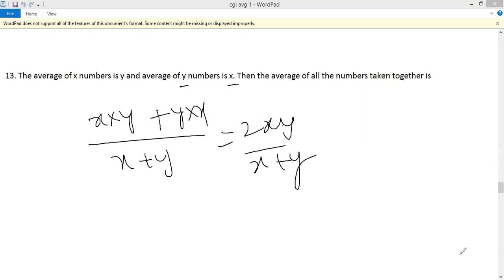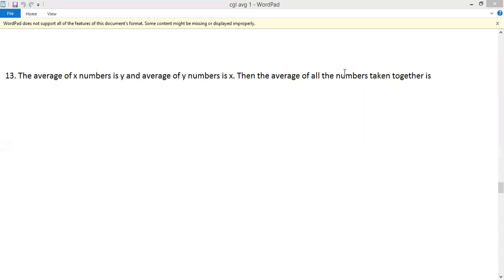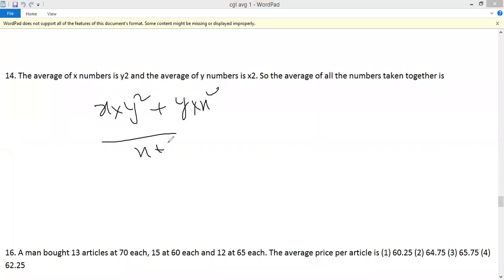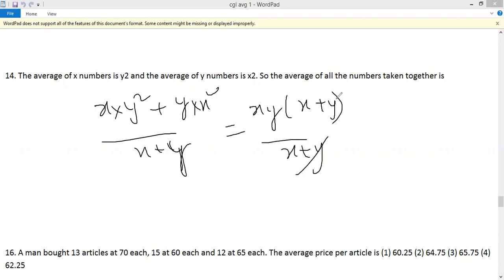These are all similar examples, so I am going faster. See here, this is also same. X and y square. X into y square plus y into x square by x plus y. Okay, right. See here, we will do this one. What is the sum? Sum of the numbers x into y square plus y into x square by x plus y. X plus y. See here, common xy. So x plus y by x plus y, xy. Right. This is answer.